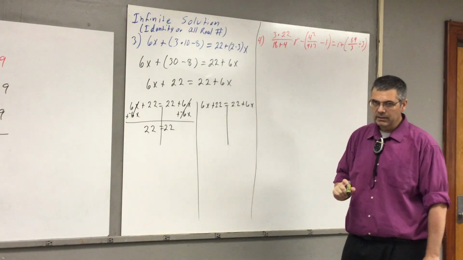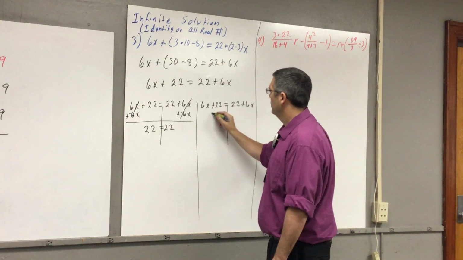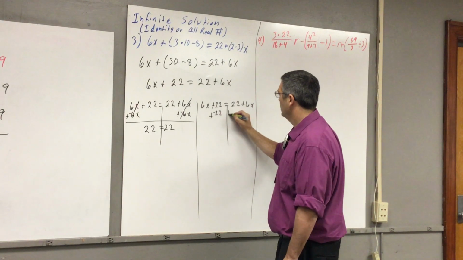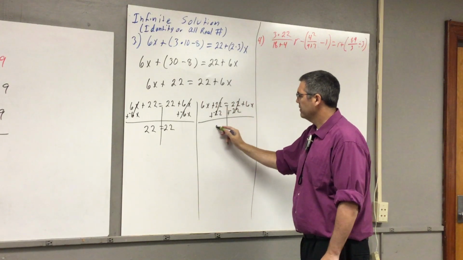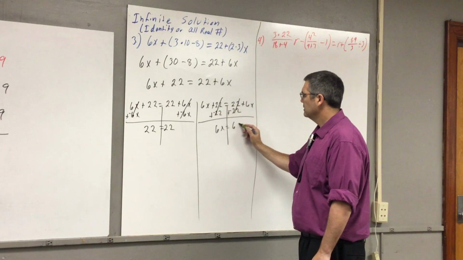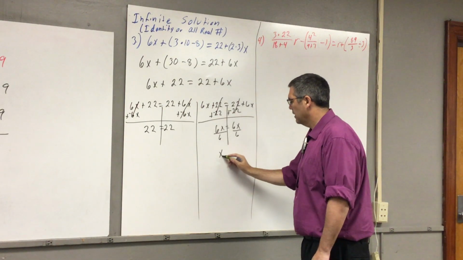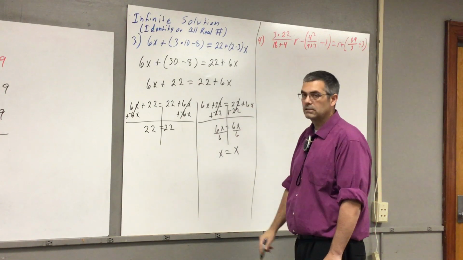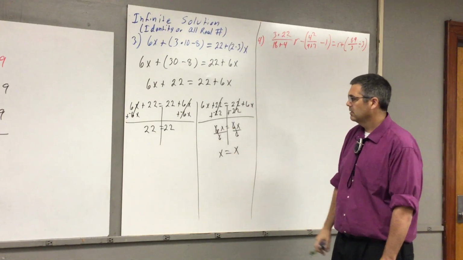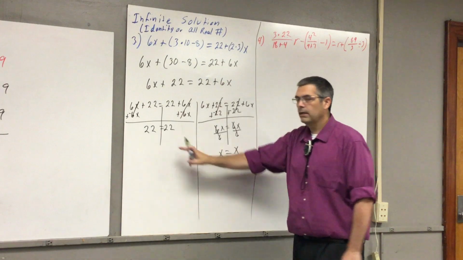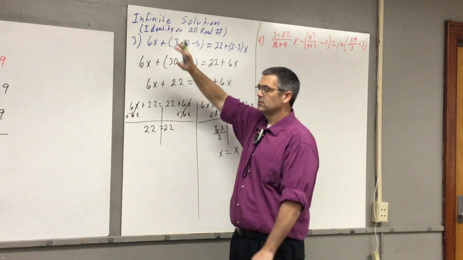All right, so let's solve this a different way. Instead of combining the 6x's right off the bat, let's move the 22's together. So plus negative 22, plus negative 22. That cancels that out, that cancels that out. Now I've got 6x equals 6x. Divided by 6, divided by 6, x equals x. Because that becomes 1, that becomes 1, and 1 times x is x. So either way, they get you to the same spot. It tells you that all real numbers work, infinite solution works.